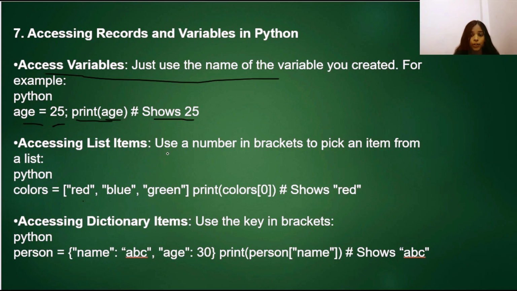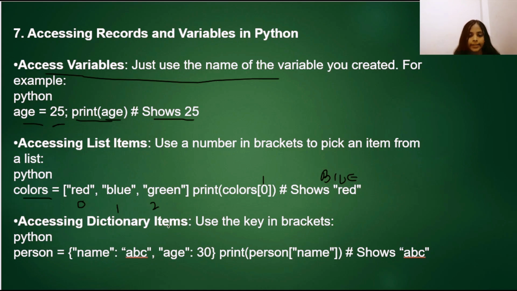Now, how to access a list item? Use a number in brackets to pick an item from a list. Let's take an example. Here we have a variable color that is storing red, blue, green. Each has an index number: 0, 1, and 2. If we want to access blue, we use the print method, and inside it we write our variable name followed by brackets. Inside the brackets we write 1, because we want to access the blue color. Then our output will be blue.